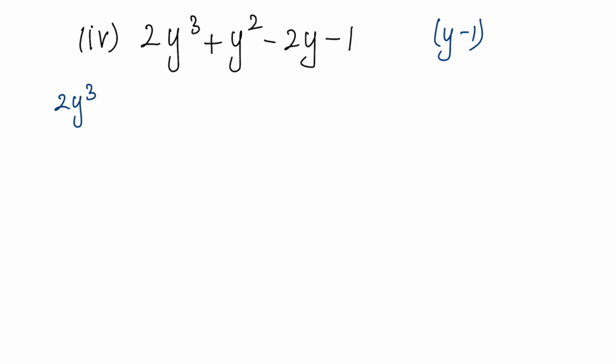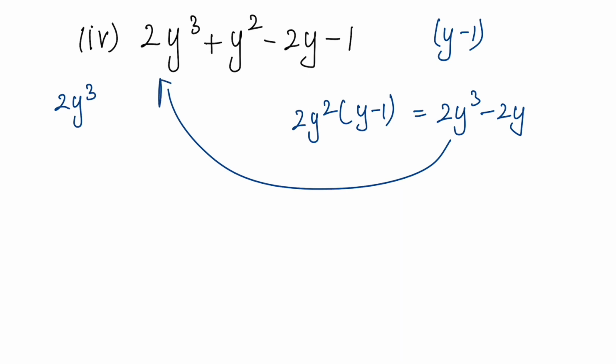Okay, so 2y cube we have. For you to convert it into y minus 1, we need 2y squared, right? So we can take 2y squared out of it, and if you multiply 2y squared by y minus 1, you can see it should be 2y cube minus 2y squared. We already have 2y cube here in the question, so we just need minus 2y squared. I'll just fix the mistake. Okay, so 2y cube minus 2y squared.